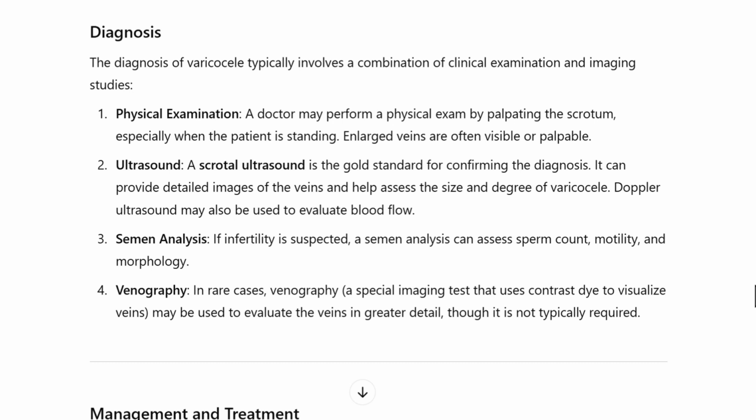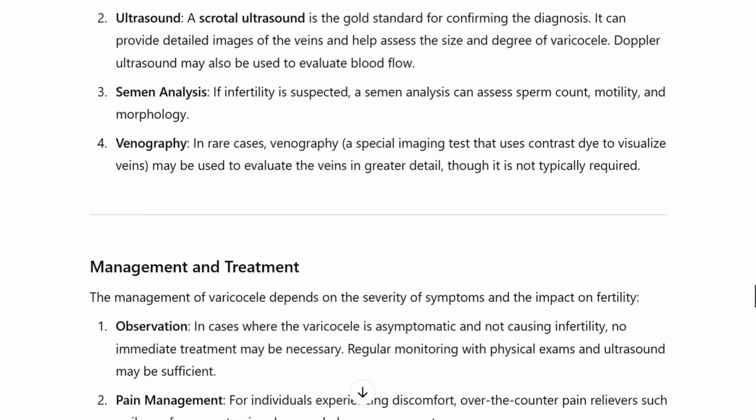3. Semen analysis. If infertility is suspected, a semen analysis can assess sperm count, motility, and morphology. 4. Venography. In rare cases, venography, a special imaging test that uses contrast dye to visualize veins, may be used to evaluate the veins in greater detail, though it is not typically required.